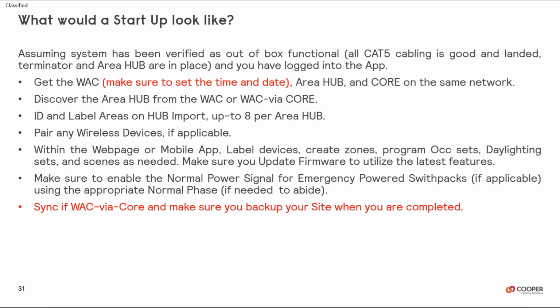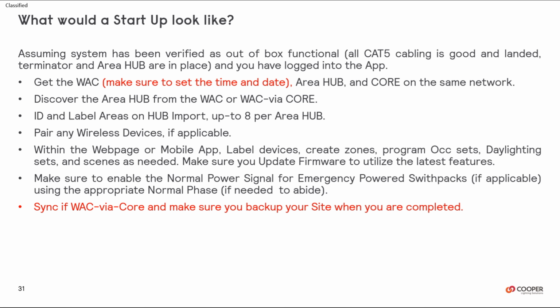To briefly describe a startup, assuming the system has been verified as out-of-box functional, I need to make sure the WAC, Area Hub, and core are on the same network. When doing this, I need to verify that the WAC has the time and date set. Discover the Area Hub from the WAC, or the WAC via core. ID and label areas on the hub import. There's going to be up to 8 areas per Area Hub. Pair any wireless devices at this point, if applicable.